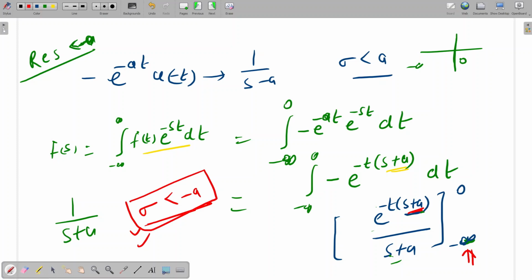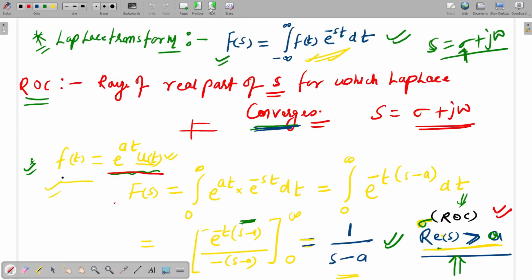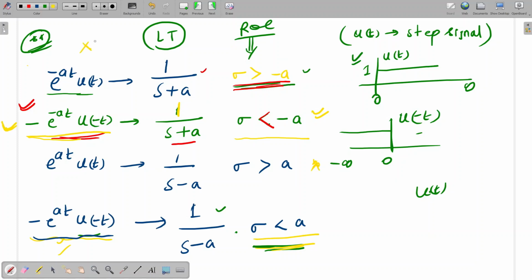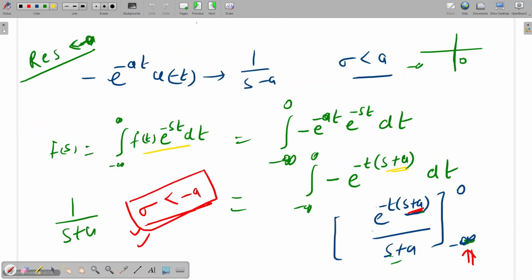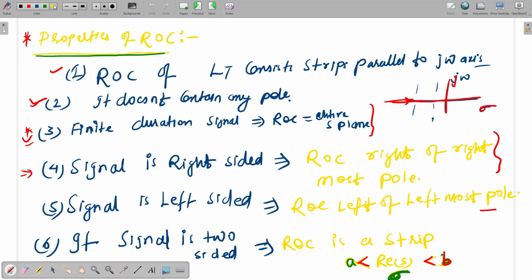Yes, sir. Okay. So similarly, we can derive other things also. These 4, step by step we have to go. This is the rule. First, all 4 should be memorized, star mark. After that, these rules are there. Property of ROC: the ROC of the Laplace transform consists of parallel strips in the j omega axis. So only parallel lines to this axis will be there. Second, it does not contain any pole. So a pole will not come under this. A finite duration signal's ROC will be the entire S-plane.